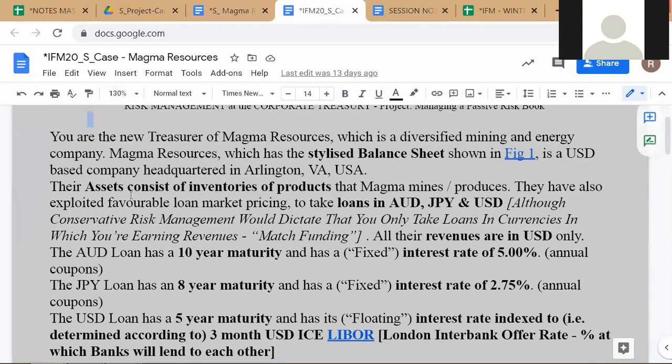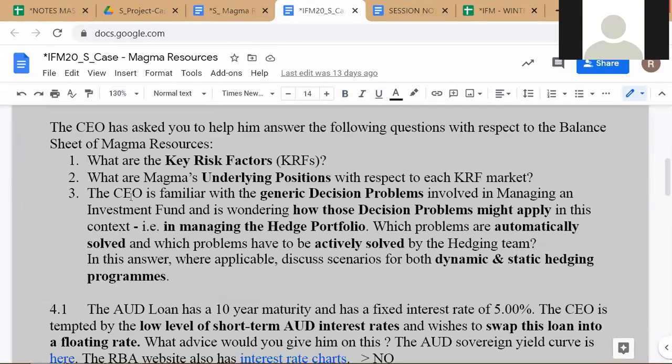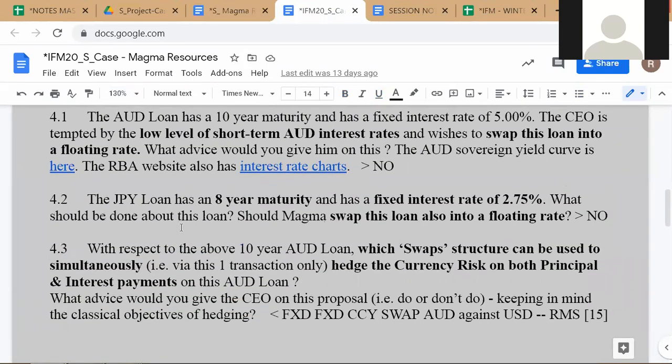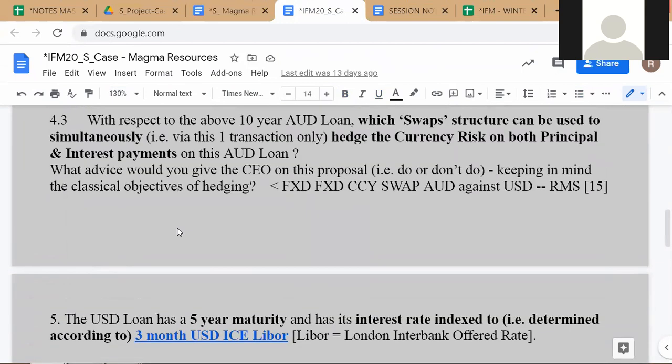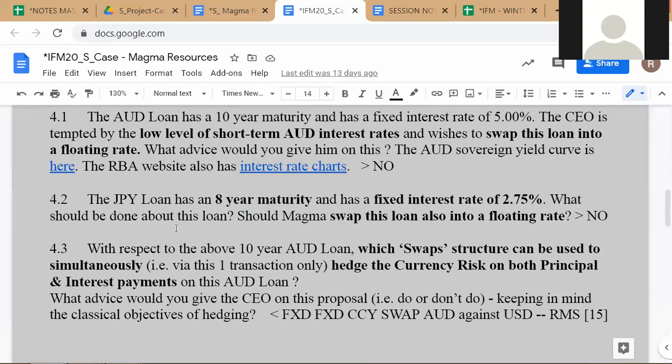So today we are going to try and address these questions. Question number 3 has already been addressed. Now we'll try to look at some of these questions in 4.1, 4.2, and 4.3. And then 5 is relating to Eurodollar futures. We'll see if we can get to that. So we'll first deal with swaps.